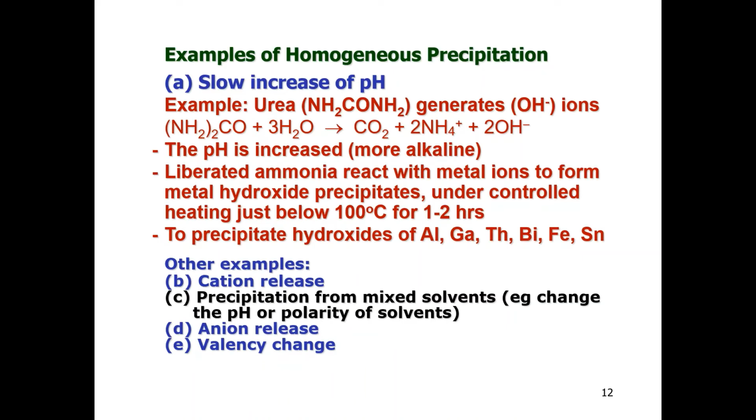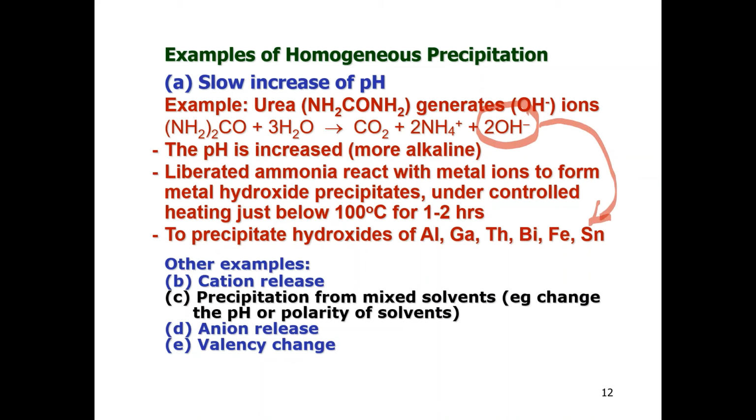Urea generates OH minus ion. So the precipitant here is the OH minus ions. What do you do in these examples? You add urea in one shot into the solution containing your analyte, and then you leave it for a certain period. What happens is this urea will dissociate slowly, and in the process of dissociation it will release the OH minus ion slowly, and this OH minus ion will then react with your analyte.